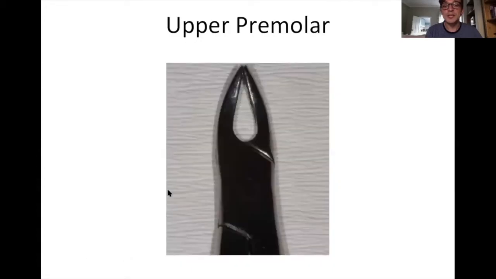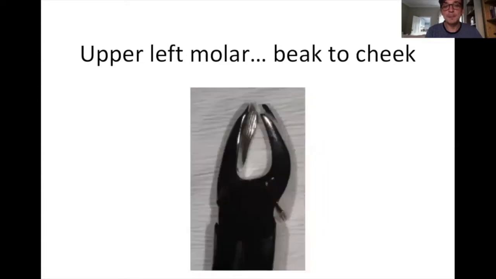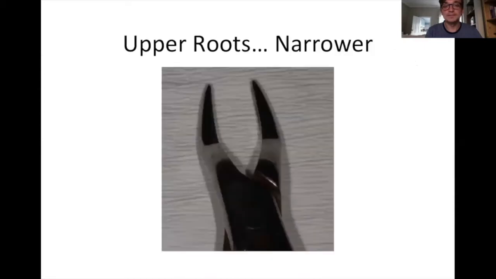Upper premolar forceps, that's for premolars. Upper right molar, and you can see beak to cheek. So the beak over here will go in the bifurcation between the mesial and distal buccal roots of the upper right molar. Once you imagine the anatomy, it will be very easy for you to know which one you use for which side. So that's for upper right. And this is obviously upper left, so that's the beak on the other cheek as well. And if you remember beak to cheek, you will be okay with that.